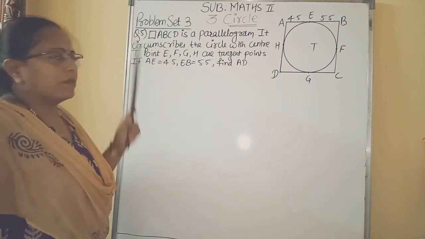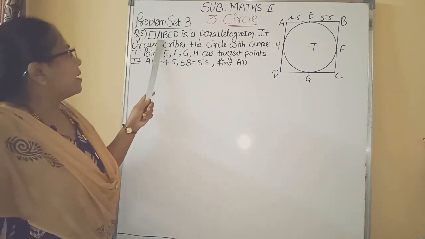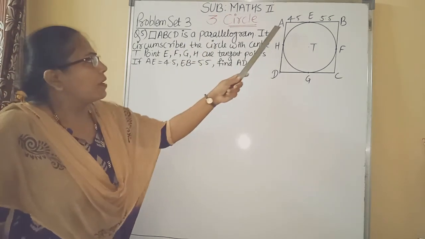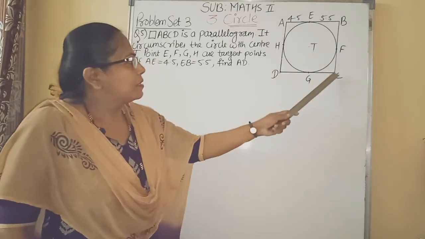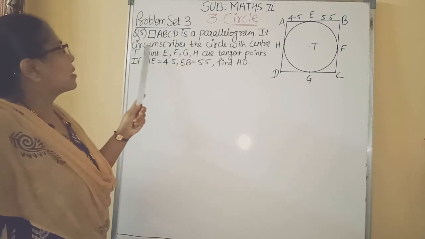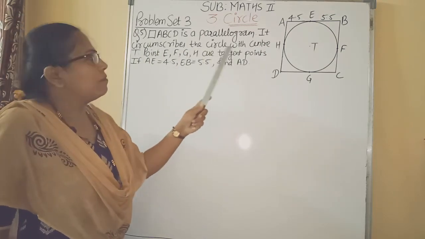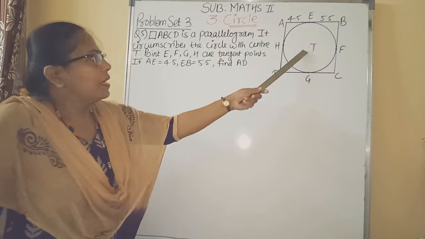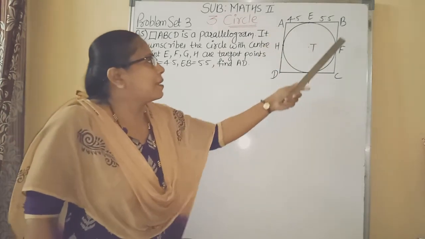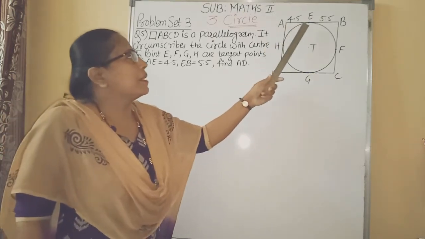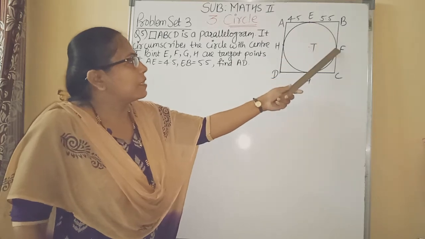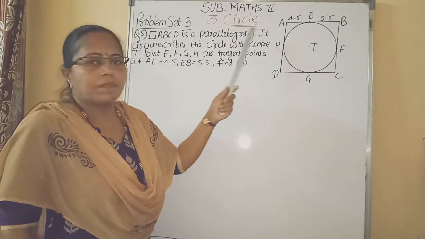Question number 5. Quadrilateral ABCD is a parallelogram. It circumscribes the circle with center T. Now, circumscribe the circle means what? The quadrilateral is in the exterior of the circle and each side touches the circle.